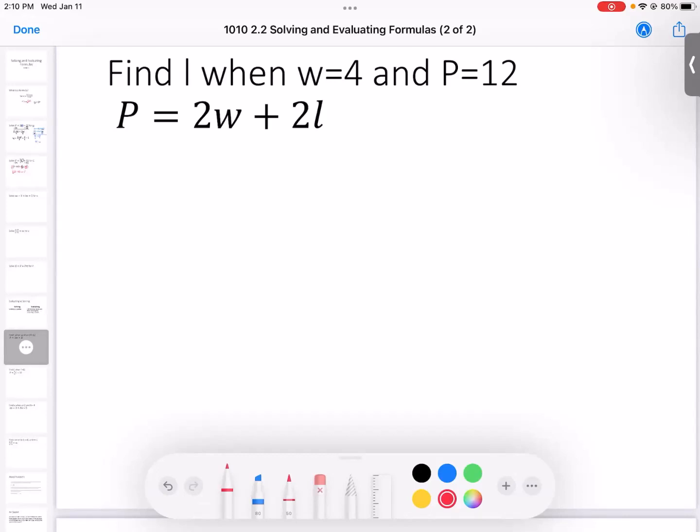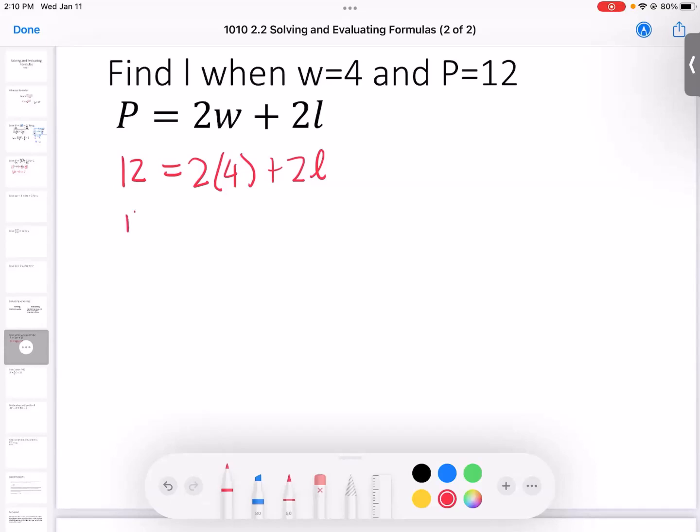Well, if P equals 12, I can just replace the P with a 12. And I'm trying to find W, so I'll leave that. And then L, oh no, sorry, I miscalculated that. I know that W is 4 and I'm trying to find L. So I'd have 2 times 4 plus 2L. And so once you've substituted the values they gave you, which is the evaluating piece, then you just solve it like what we did yesterday in class.